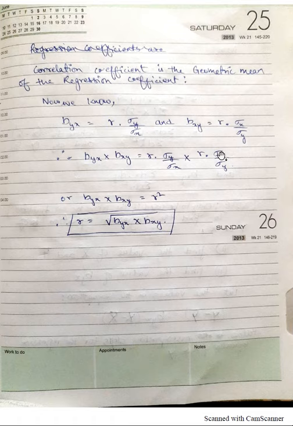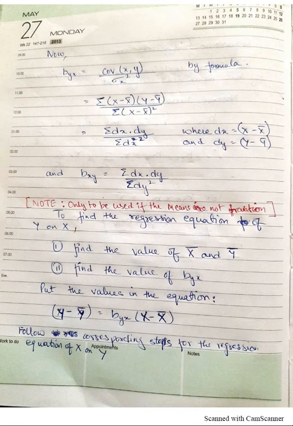So sigma x gets cancelled, sigma y gets cancelled. We are remaining with r square. So byx into bxy is equal to r square. Therefore r will be equal to under root byx into bxy. Therefore r is equal to the geometric mean between byx and bxy. So hence it is proved.